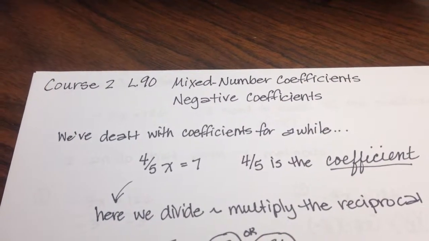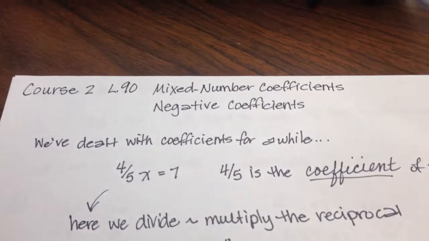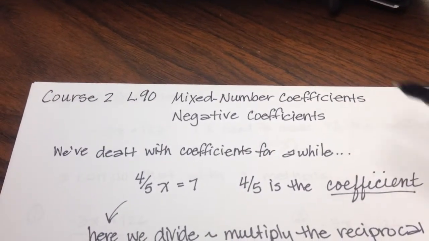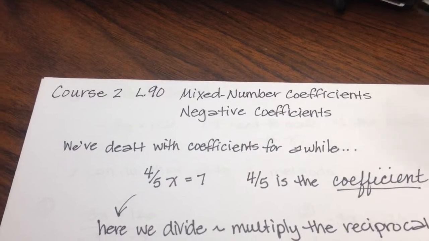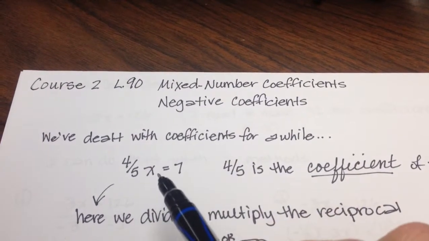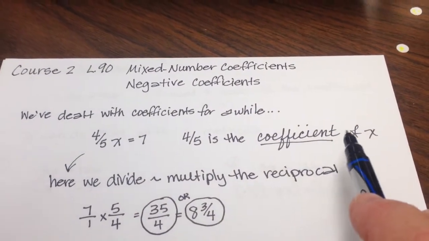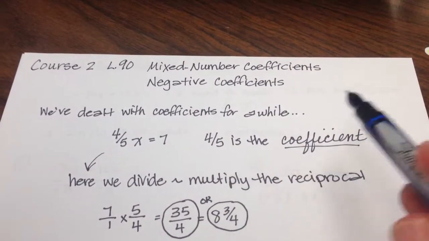Lesson 90, the lesson before the practice test. It's called Mixed Number Coefficients, Negative Coefficients. Well, we've dealt with coefficients for a while. You just might not know it. On 4/5 x equals 7, 4/5 is the coefficient of x. So it's the number, okay?